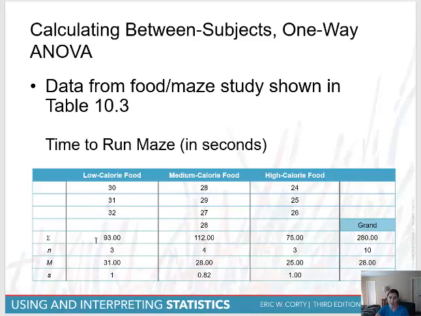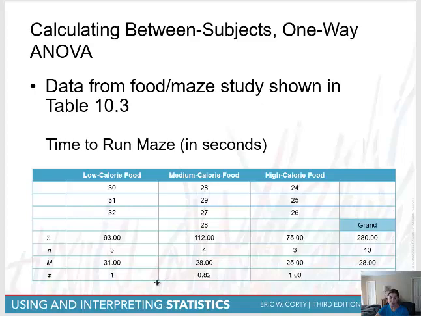You also see down here are the sums of each treatment condition. So sum this, you get 93. Sum those 4, 112. Sum these 3, you get 75. You get the N right here of each treatment condition, 3, 4, and 3. And then I've got the mean calculated right here. So what we see is that in the low calorie group, it takes on average about 31 seconds for the animal to find the goal. And then it goes down to 28 seconds. And then finally, only 25 seconds to find that high calorie food reward.